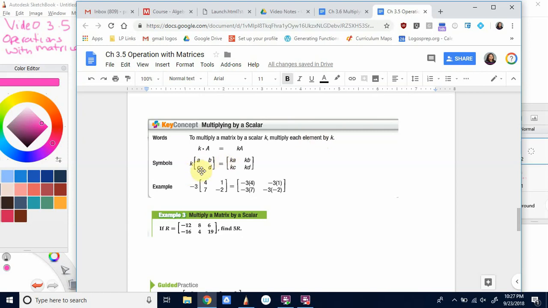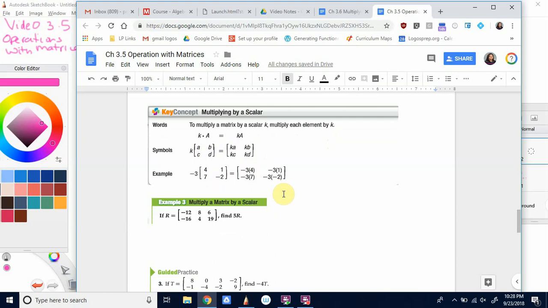So we have a matrix of 2 by 2. We're going to take the scalar K and multiply it by each letter, so it's going to be Ka, Kb, Kc, Kd. For example, our scalar is -3. We have a 2 by 2 matrix, so we're going to multiply -3 by every element in the matrix. Now notice how it's written.